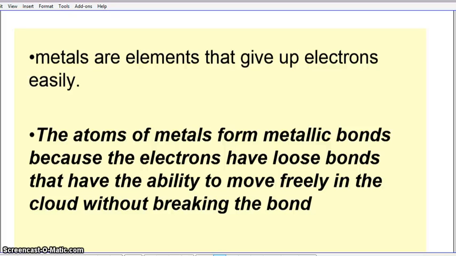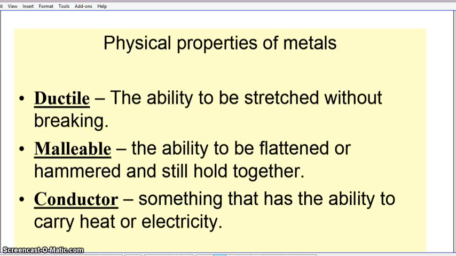And this is once again a sharing, but this is called a sea of electrons. They're loose bonds, and they have the ability to move freely without breaking the bond. They share their electrons equally in all the same directions. That means you can stretch them without breaking. They're very malleable and can be shaped, and they're excellent conductors.